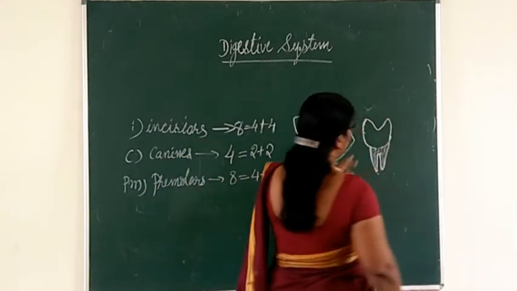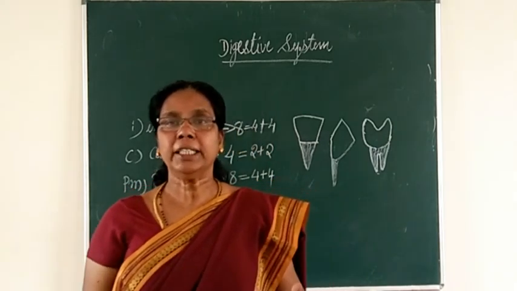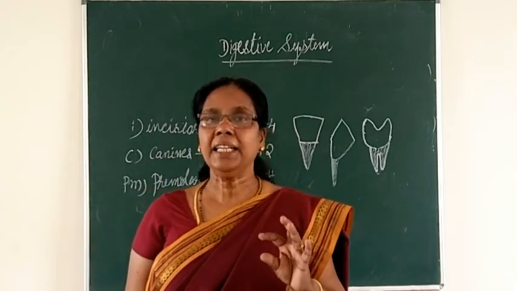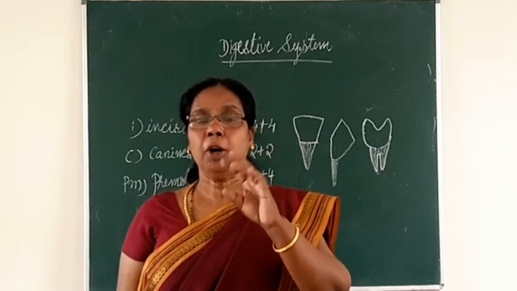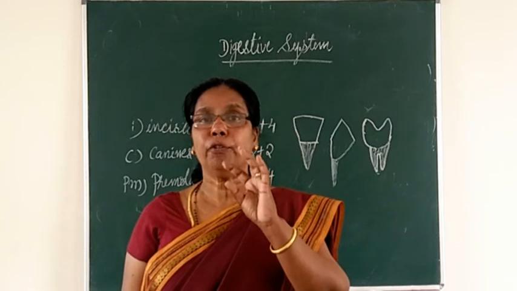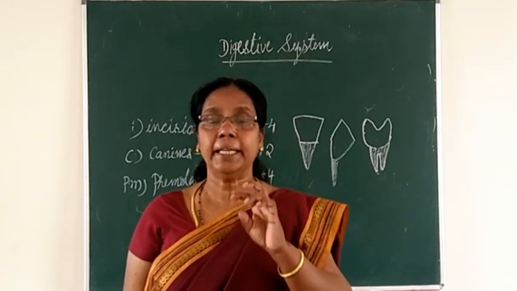These structures are called what? Cusps. And what is it used for? For grinding and crushing the food items. So premolars are used for crushing and grinding the food items.